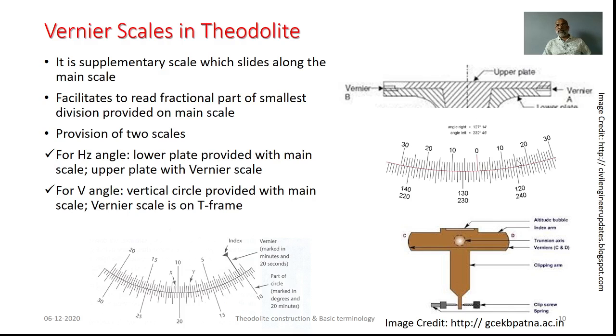So here you can see the graduations. You can see here that particular T frame which is helping us to define vernier C and vernier D as far as vertical angle measurement is concerned, and vernier A and vernier B as far as horizontal angle measurement is concerned.